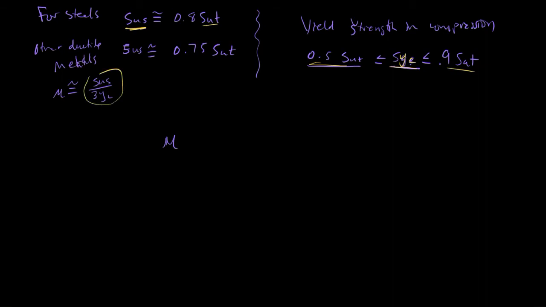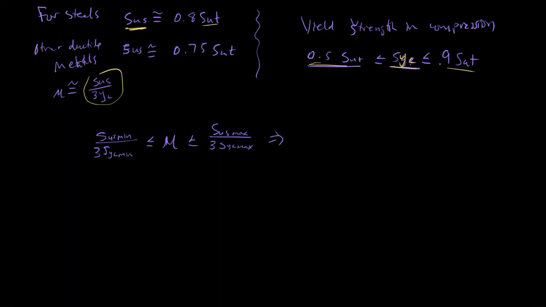of the same variables, and that allows us to say that the friction of an object is the SU, the ultimate shear minimum, over 3 times the compressive yield strength minimum for that material, which is less than or equal to the ultimate shear strength maximum over the 3 times the compressive yield strength maximum for that range of materials. And that's pretty much what the bounds are.